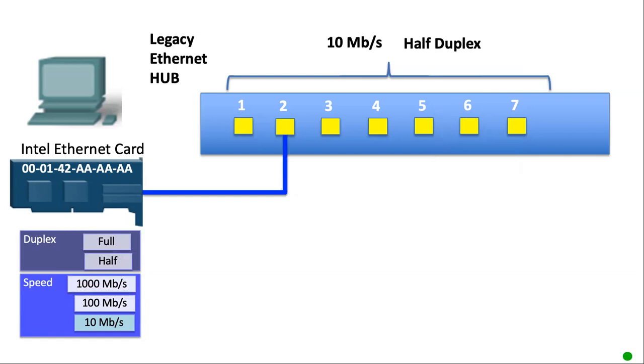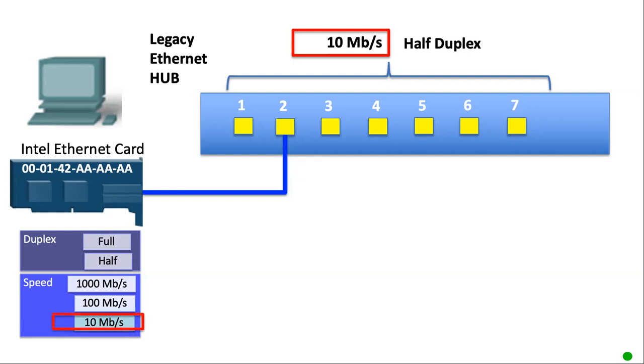Now, what if we connected this NIC card to a legacy Ethernet hub? Ethernet hubs only operate in half duplex. This hub only does 10 megabits per second, which is quite common. These are legacy devices. You do not want to use Ethernet hubs, but I just want to show you the auto negotiation of the duplex as well.